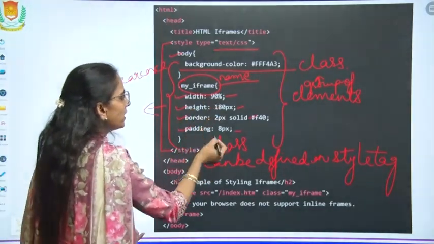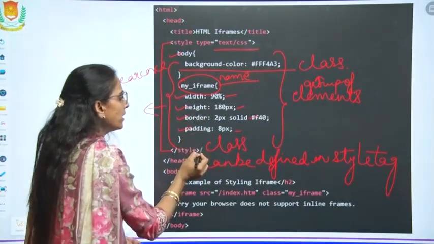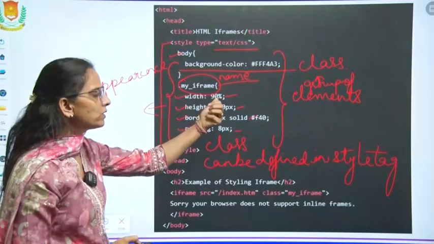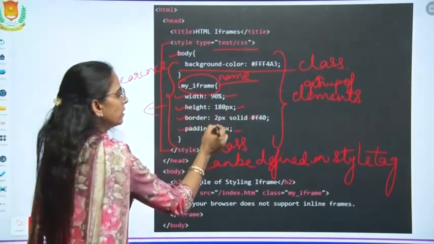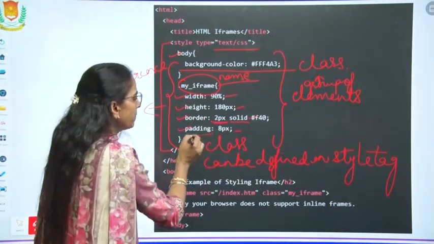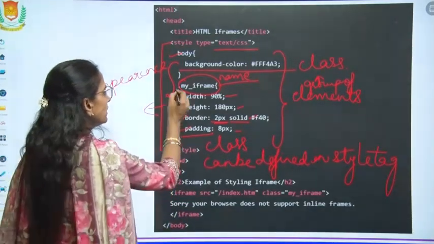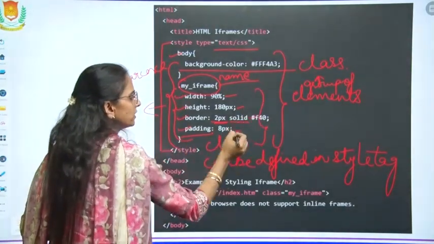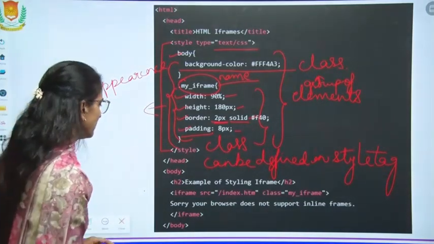What elements have we given? We have given the width, height, border and padding. Width for the frame, height for the frame, border style of the border and thickness of the border, and padding is the space between these cells. So these are the features, these are the attributes which can be used with the class.